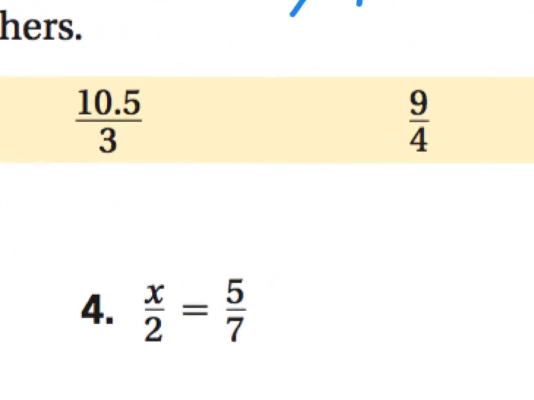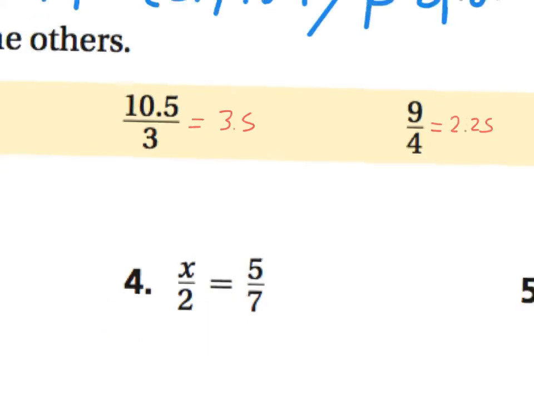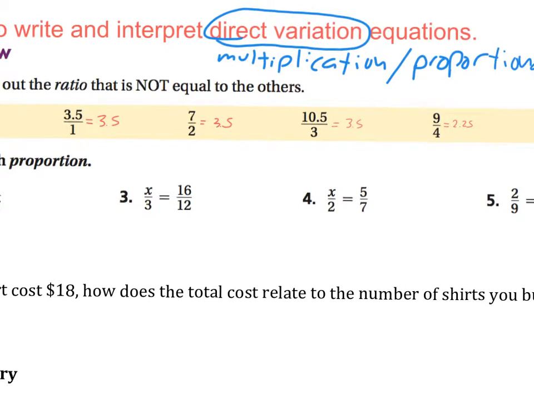Same thing here. What about this? 10.5 divided by 3? 3.5. And lastly, 9 divided by 4 gives me 2.25. So in this case, clearly one of them does not match. Which one of them is not like the other? So that's that one there.